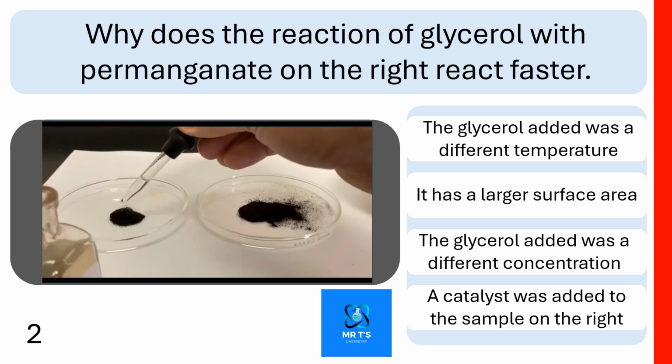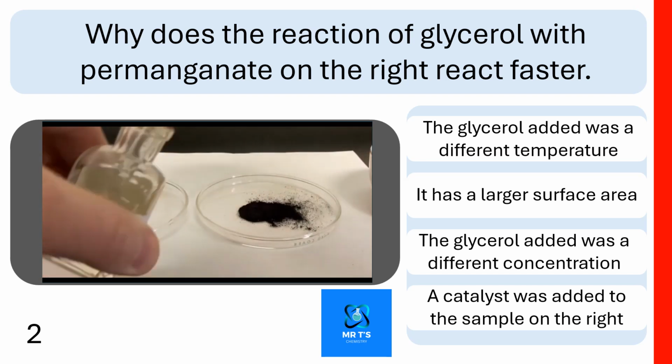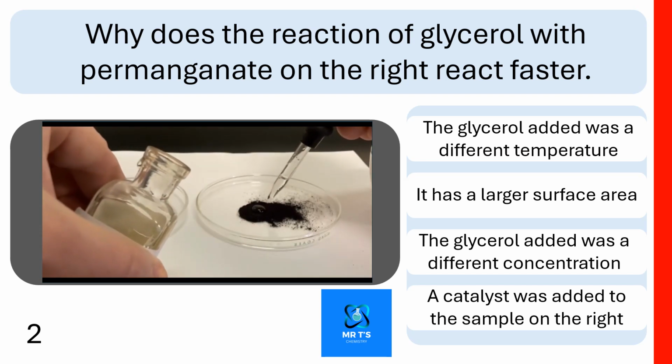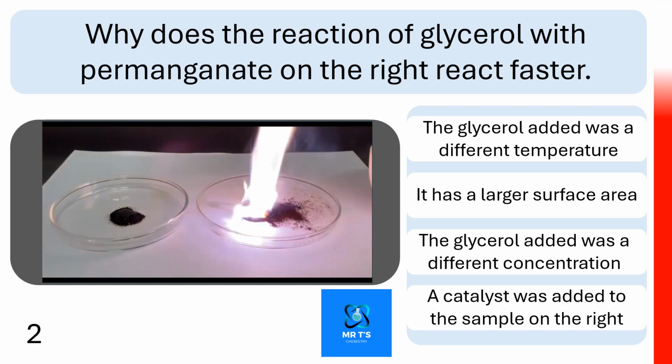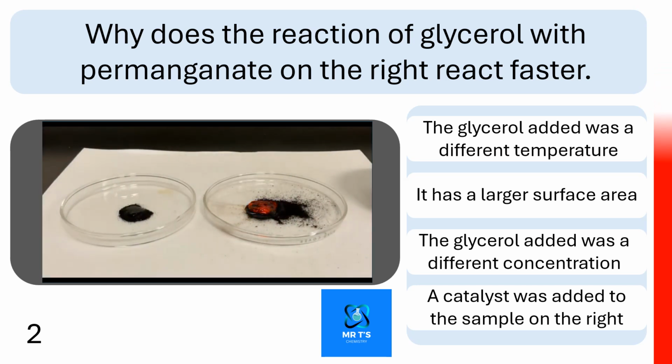Why does the reaction of glycerol with permanganate on the right petri dish here react faster? Is it because the glycerol was added at a different temperature, or that the permanganate has a larger surface area on the right, or the glycerol added was a different concentration, or there was a catalyst added to the sample on the right? One of those four, which one?